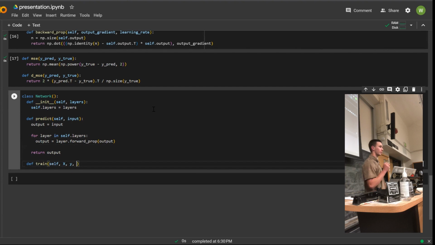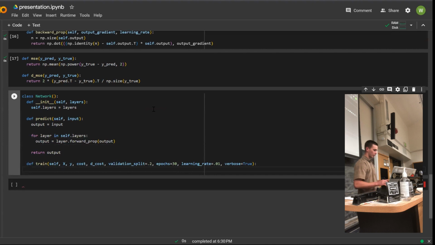So in training our model, we're going to pass in some set of data, some x and y corresponding to each other. We're going to pass in our cost function, the derivative of our cost function, some validation split. I'll explain what that is in a little bit. Epochs, that's how many times we perform our forward propagation and our back propagation algorithm. We're going to need to define our learning rate. And I'm going to pass in one more parameter called verbose. When that's equal to true, then on each epoch, it gives us the status of the current epoch and the accuracy and things like that.